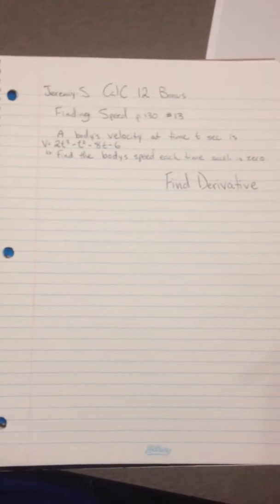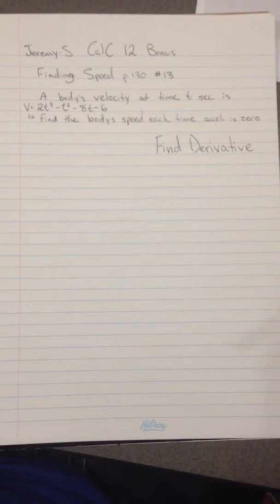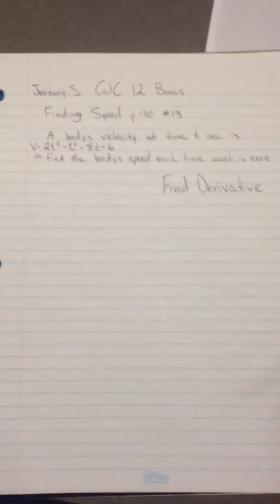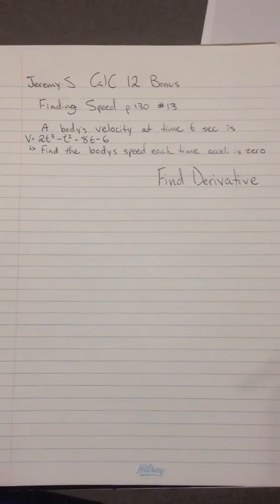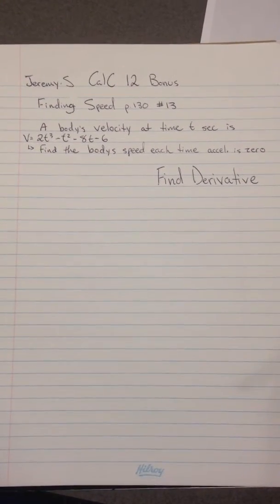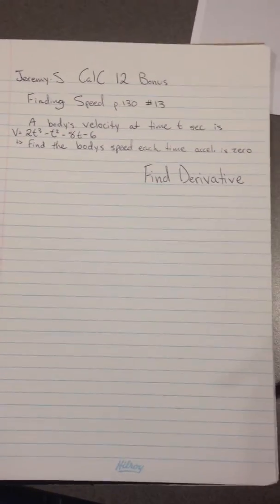This is Jeremy Sinclair's Calculus 12 bonus question, finding speed, page 130, number 13. A body's velocity at time t seconds is given by the equation 2t cubed minus t squared minus 8t minus 6. We must find the body's speed each time acceleration is 0.